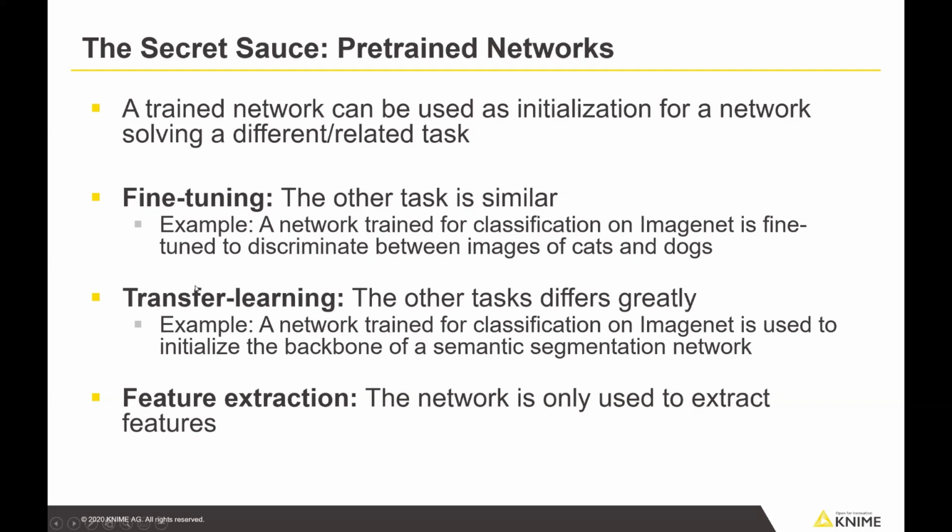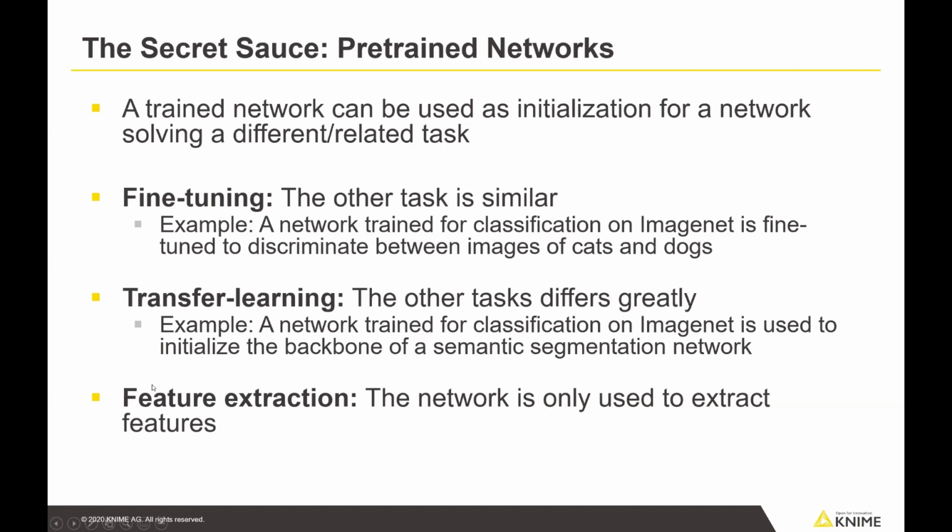Then the second flavor would be transfer learning. This can be done if the other task differs greatly or a little bit more, so the tasks are not too similar. For example, we could use an existing network as part of our new network and even use it on a different task. So for example, here we could take an ImageNet network and initialize a backbone of a semantic segmentation network, and then use this network to solve a different task and hopefully achieve better performance.